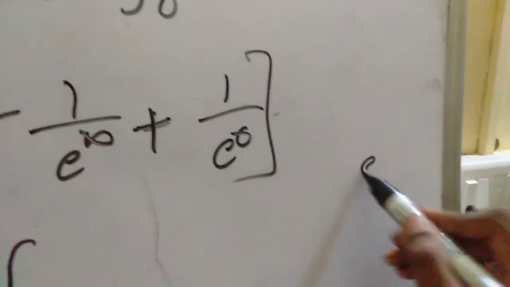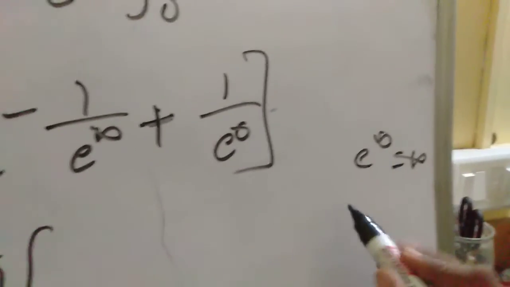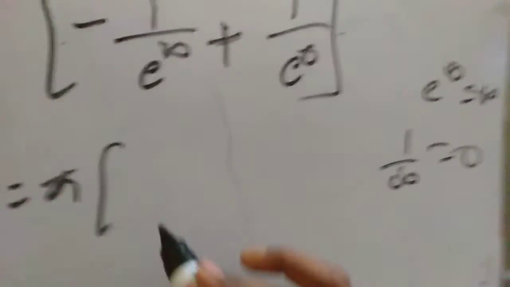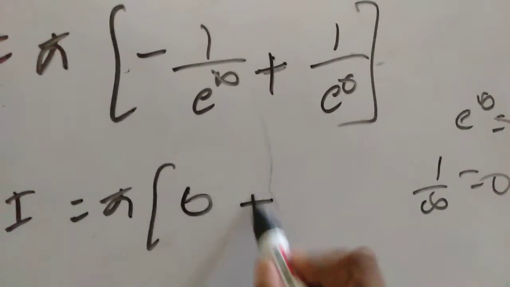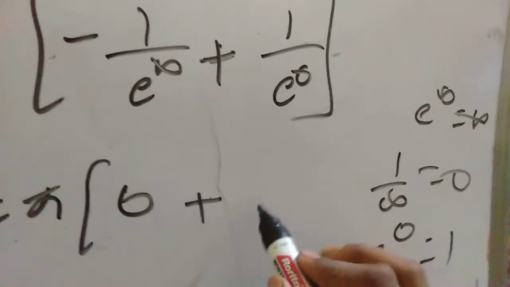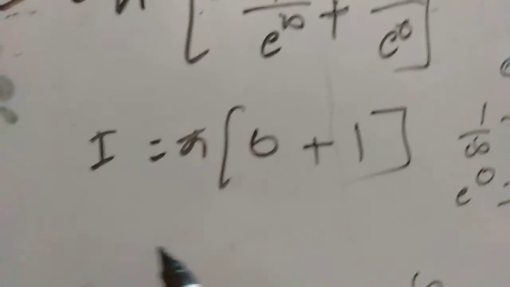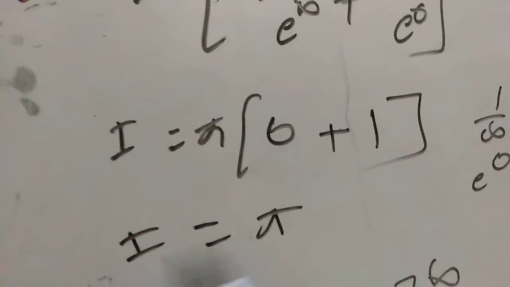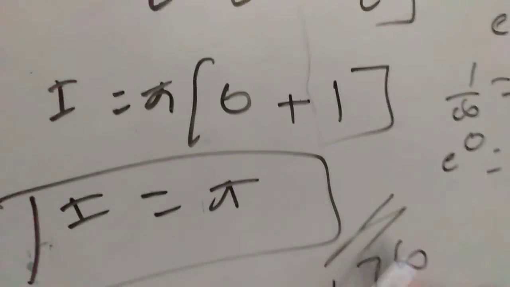We know that e^infinity value is infinity, then 1 by infinity value is 0, and 1 by e^0 value is 1, then 1 by 1 value is 1, therefore the required answer is pi. This is the required answer.